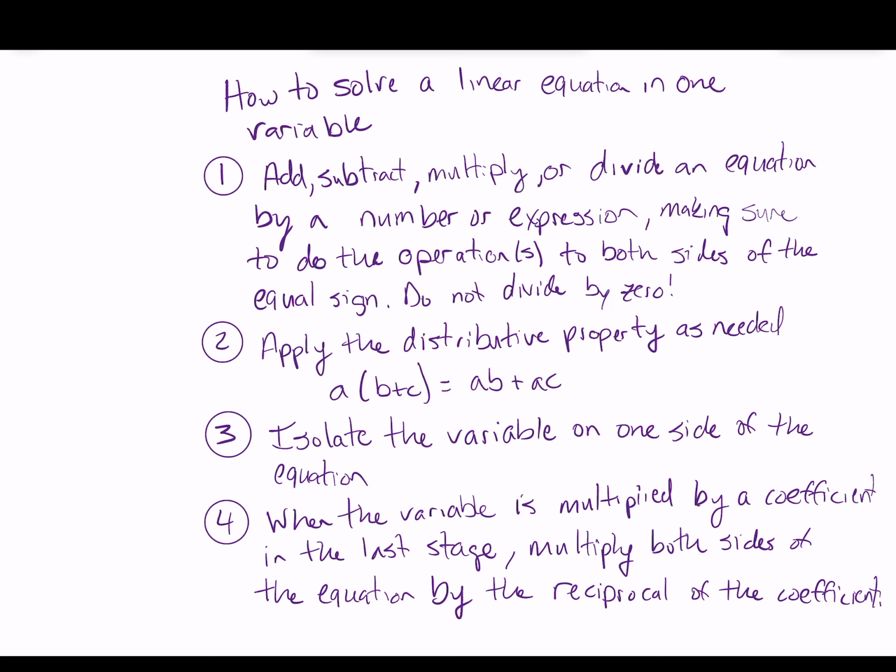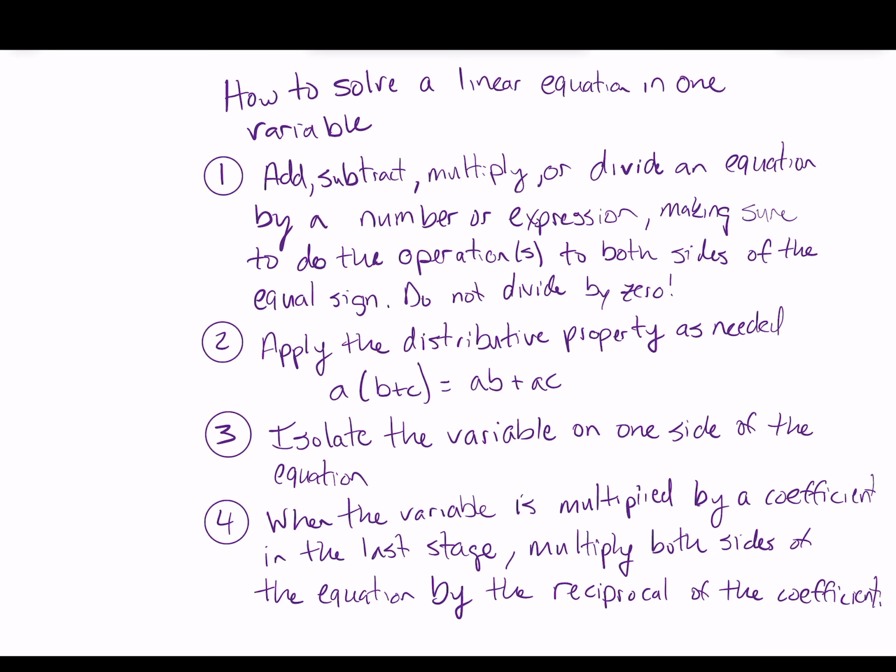Then the second step is to apply the distributive property as needed. So A times the quantity B plus C is the same as A times B plus A times C. The next step is to isolate the variable on one side of the equation. So you want to get whatever variable you have on one side. And then when the variable is multiplied by a coefficient on the last stage, you can multiply both sides of the equation by the reciprocal of the coefficient.